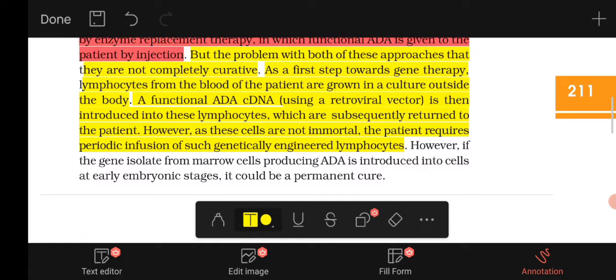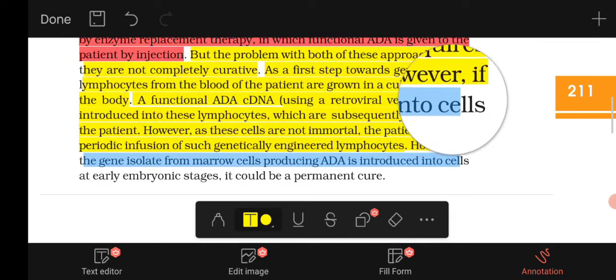The person's lymphocytes do not have that gene, that is already deleted, and the person is suffering from adenosine deaminase deficiency. So that's why we have removed those lymphocytes from the blood, grown them in culture medium, and inserted adenosine deaminase cDNA using retrovirus. After that, those lymphocytes were returned to the patient, but since they are not immortal, they require periodic infusion of such genetically modified or genetically engineered lymphocytes. So we don't know exactly which is a 100% successful method.